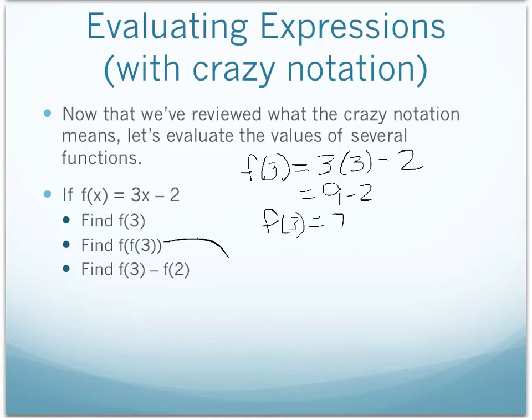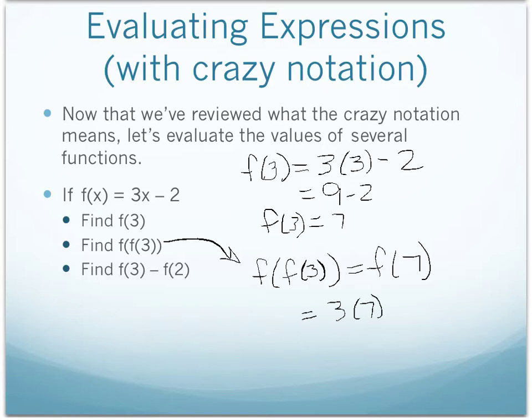Now the second thing asks us to find f of f of 3. Now the inner thing, f of 3, we've already evaluated. So now I want to find f of 7, because f of 3 was 7. So I can put in 3 times 7 minus 2, which is 21 minus 2, which is 19. So f of f of 3 equals 19.